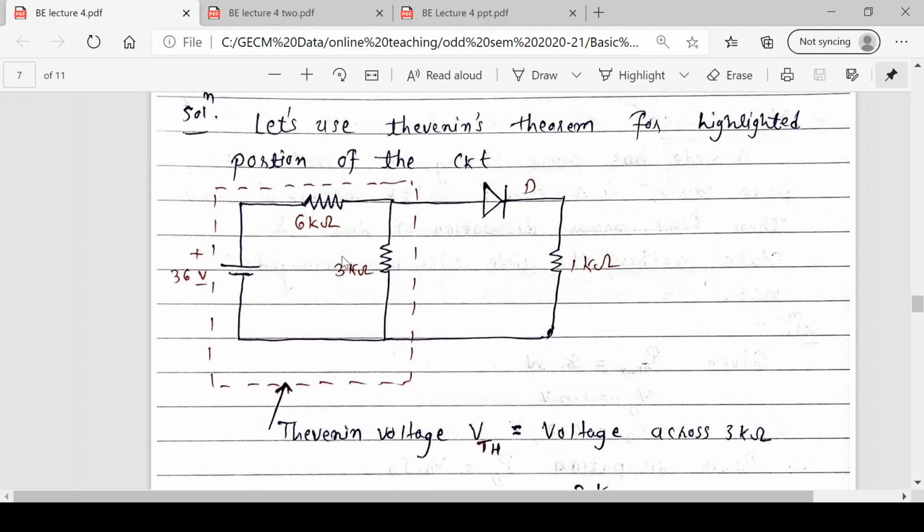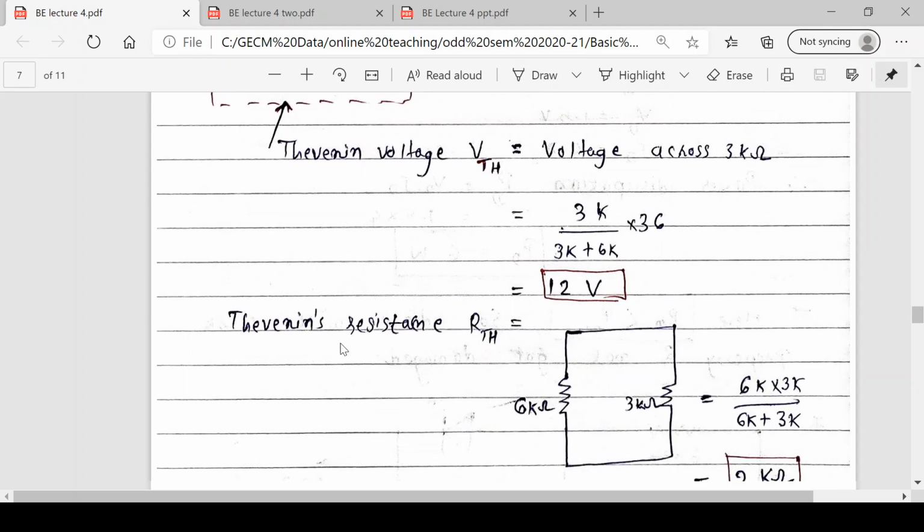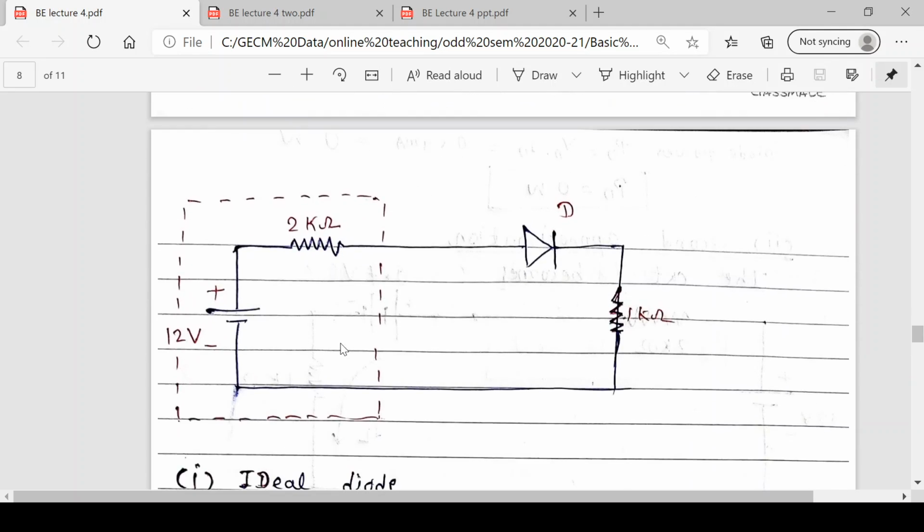So let's replace this dotted portion by the simplified circuit. What is the simplified answer? VTH 12 volt in series with RTH 2 kilo ohm. Remaining elements are as they are, the diode and the load of 1 kilo ohm. So this is our final simplified circuit ready for the approximation. I hope it is clear. The dotted portion is now simplified.